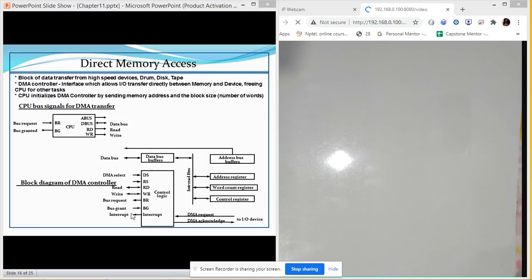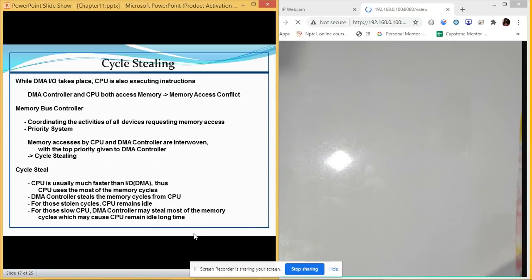Then we have an interrupt. Now this interrupt signal which we have, it is connected with your CPU, and it is only to let the CPU know about the status of the transfer, whether it was successful or unsuccessful. So similarly on this side we have a DMA request and DMA acknowledgement. This is connected with the input output device, or you can say peripheral device. Let us move to the next diagram. Now it will be more clear from the next diagram.